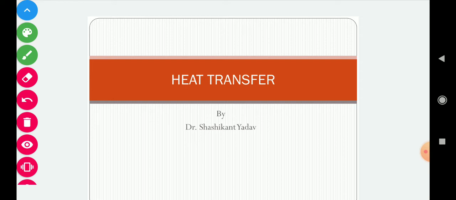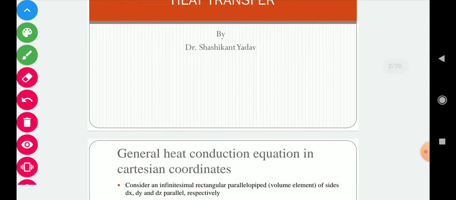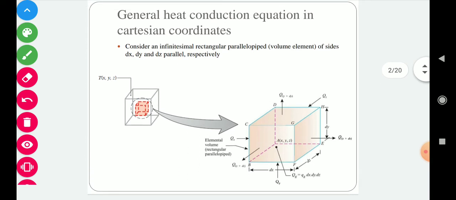But in those problems also we considered heat transfer in one direction only. But this is a generalized case in which we have not made any assumptions. Some other assumptions in the previous class also included constant thermal conductivity, but here these are generalized equations without any assumptions. So we will discuss all three coordinate systems, that is Cartesian, cylindrical, and spherical coordinates.